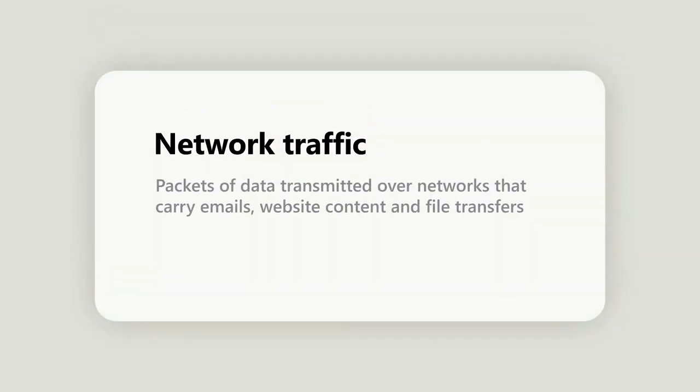When devices like computers, smartphones, and servers interact, they generate network traffic. Network traffic consists of packets of data transmitted over networks. These packets are the fundamental units that carry our emails, website content, and file transfers from one point to another. Traffic can occur within a local area network or traverse wide area networks, including the vast collective network known as the Internet. This interaction is regulated by protocols such as TCP/IP and UDP.